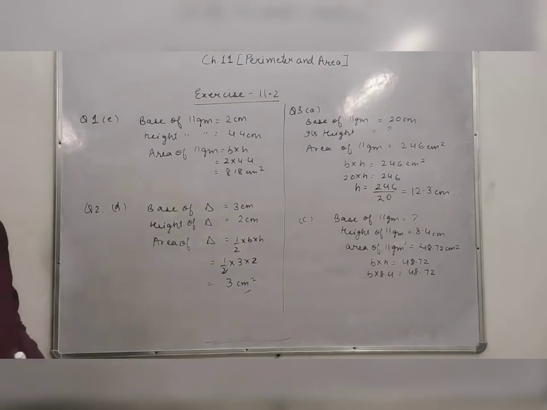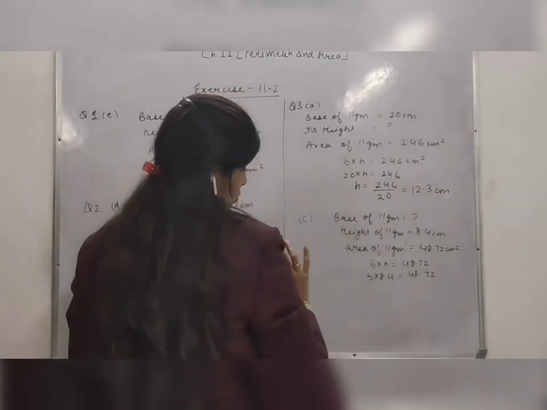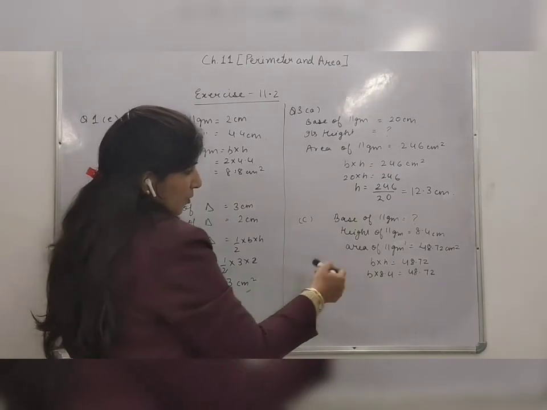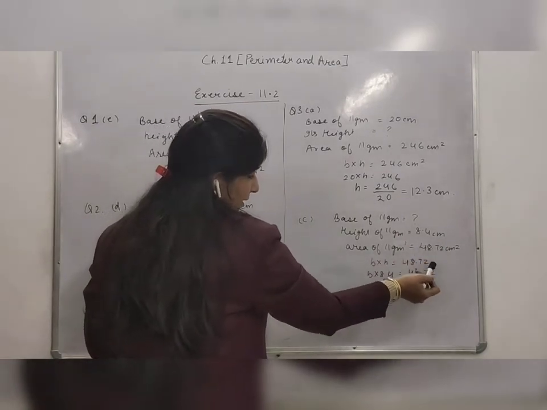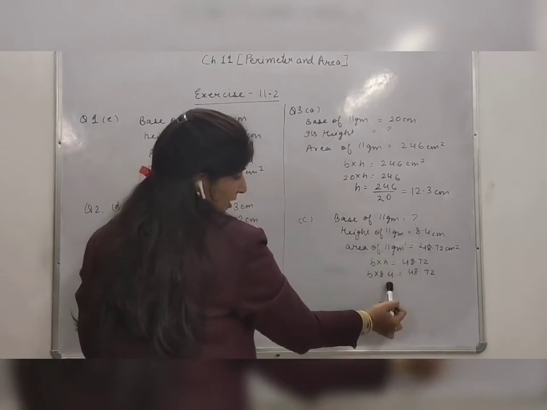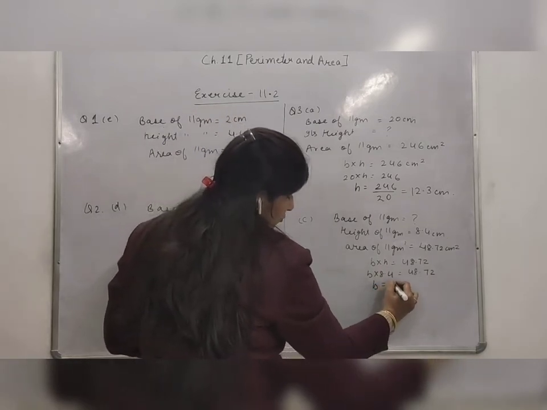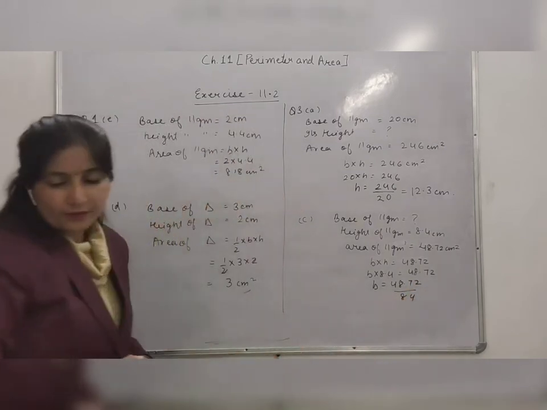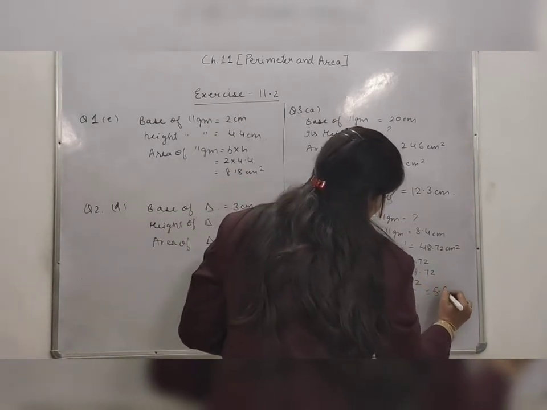Okay. Now the C part, in which the base of the parallelogram is not given, that we need to find out. Height is given, area of parallelogram is given. So again, I'm putting the formula for the area. Base into height equals to the given area. Then base into height. Height is given here. So put the value of H and 48.72. Now B equals to 48.72 divided by 8.4. That you need to solve. So after solving, we will get the result as 5.8 centimeter.